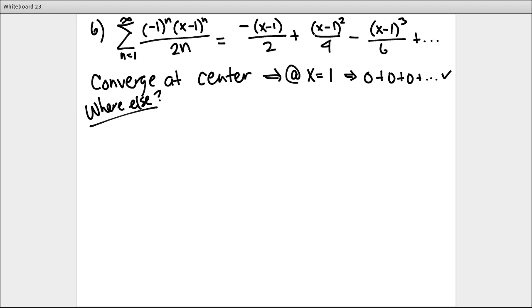Sometimes it only converges at the center. Sometimes it's got a radius of convergence. Sometimes that radius is all real numbers. Sometimes it's a limited thing. Sometimes if the radius is 0, then that means it only converges just at that center. But how you find it is you do the ratio test, taking the n plus 1th term divided by the nth term.